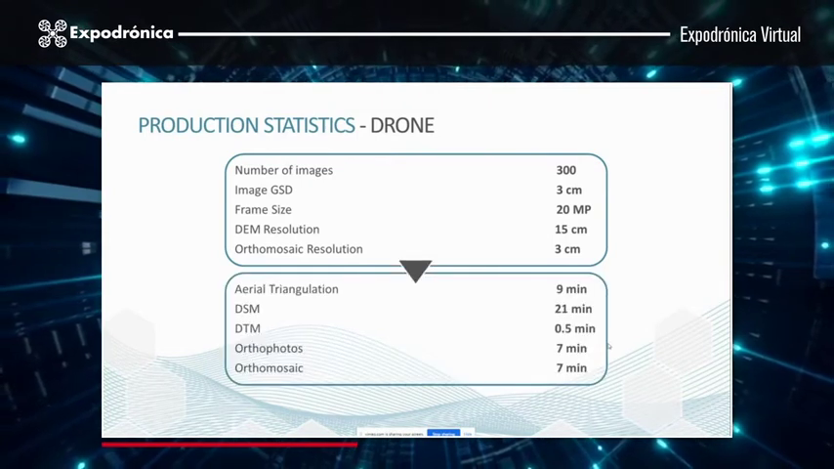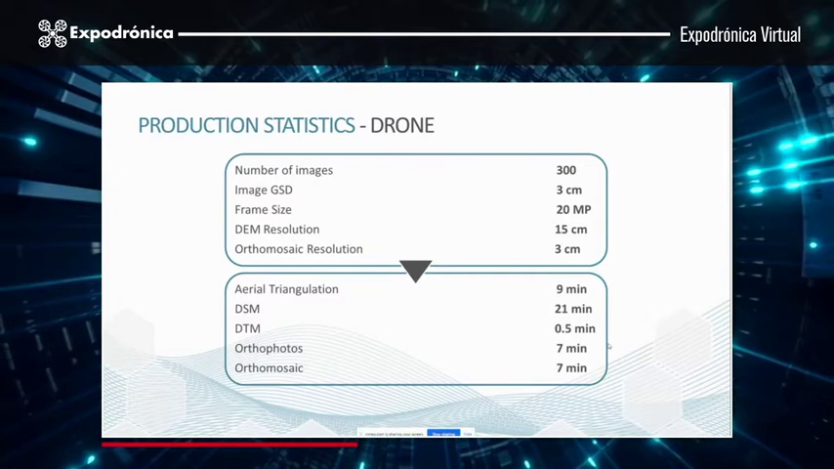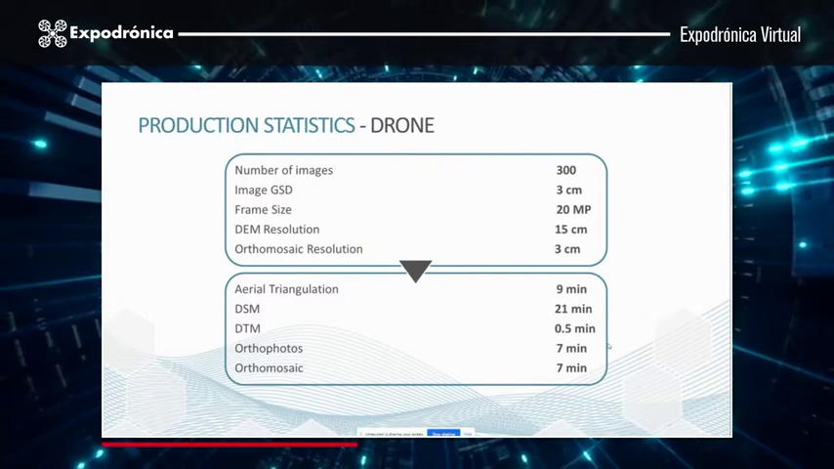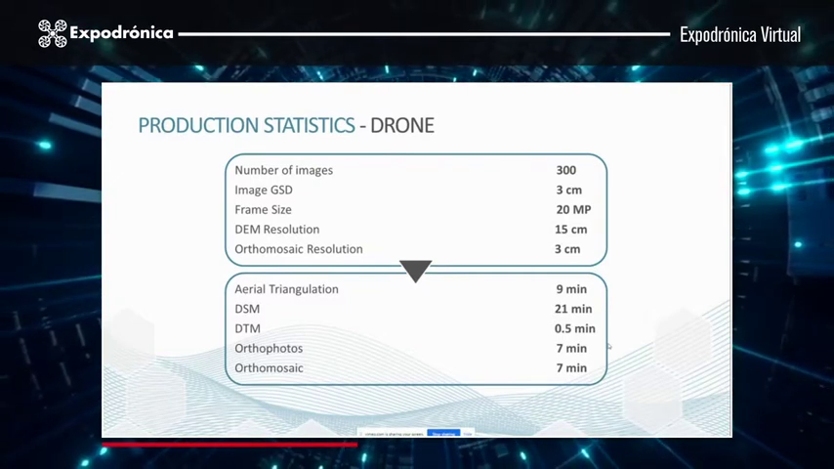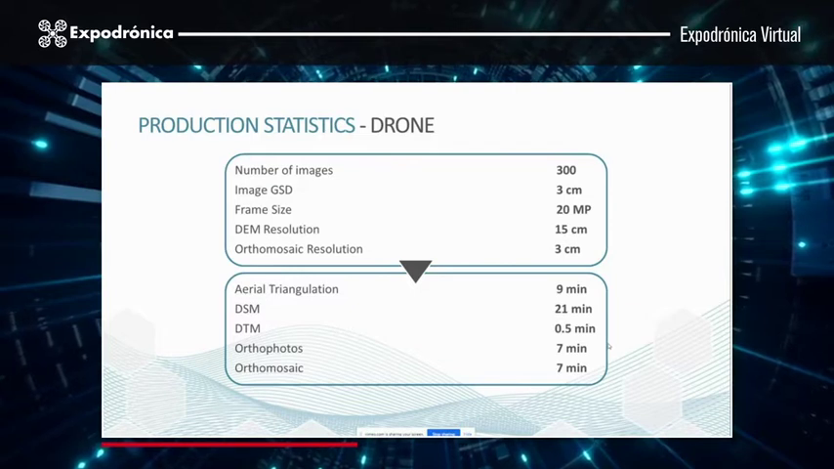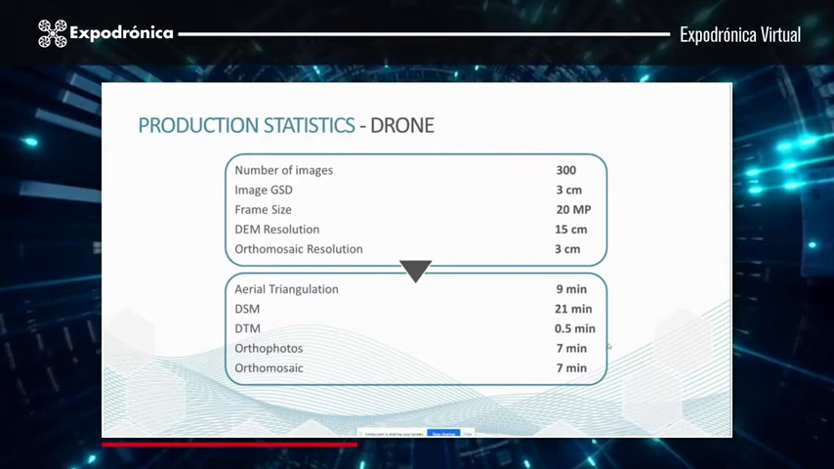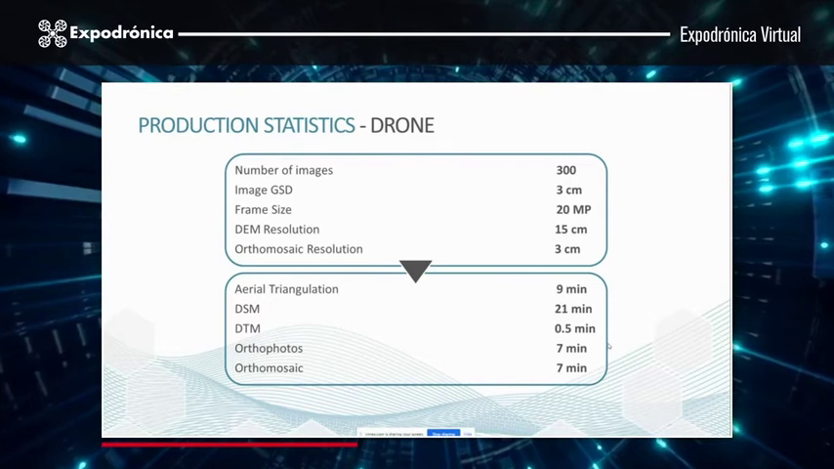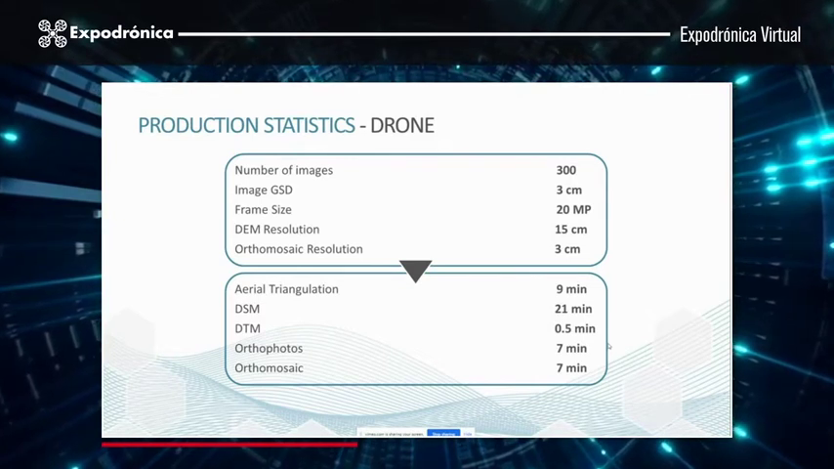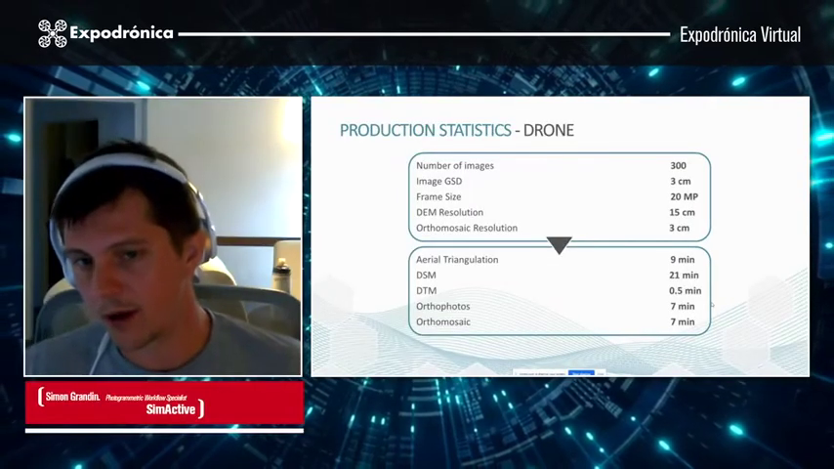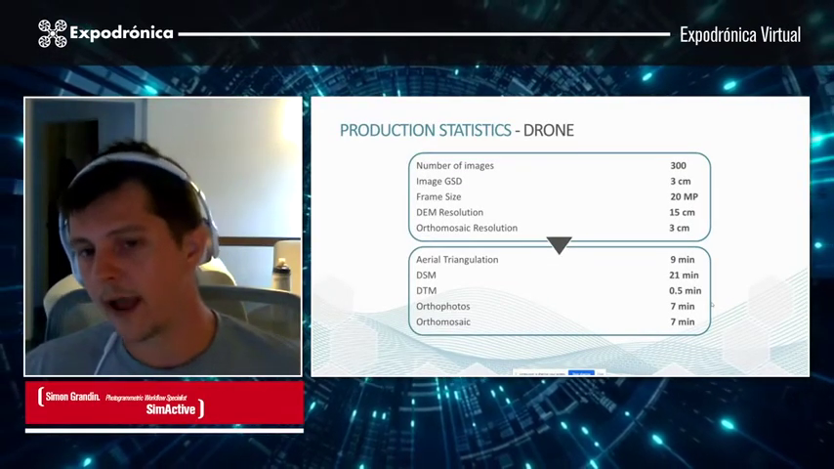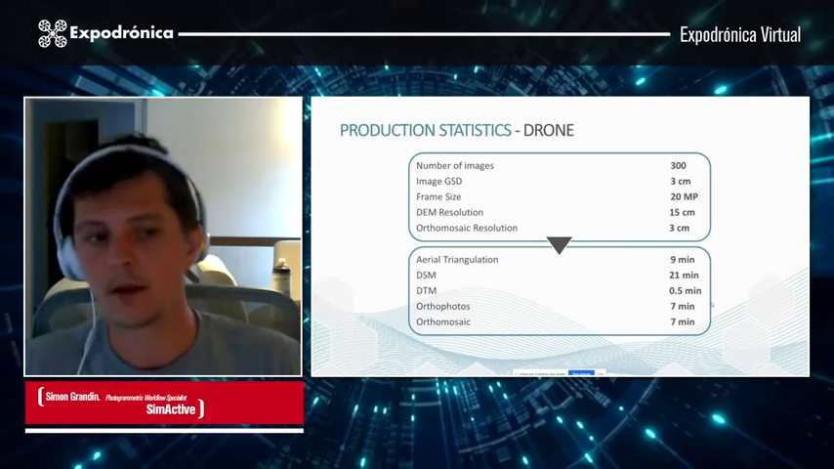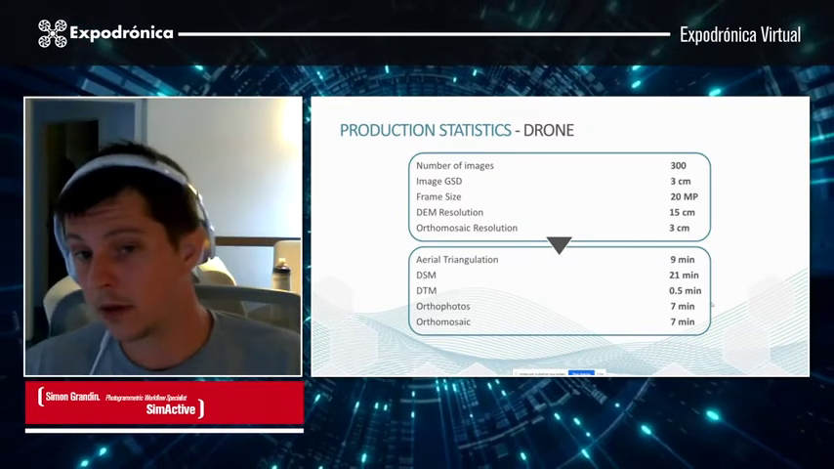So here are a few details about the drone statistics. It took around 9 minutes to find common features between all the images and refine the overall solution of the aerotriangulation. It took 21 minutes to generate the surface model, which is maybe half of the time of the whole overall processing. So between a quarter and a half of the time should be allowed for the DSM generation, depending on the resolution that you're looking for.